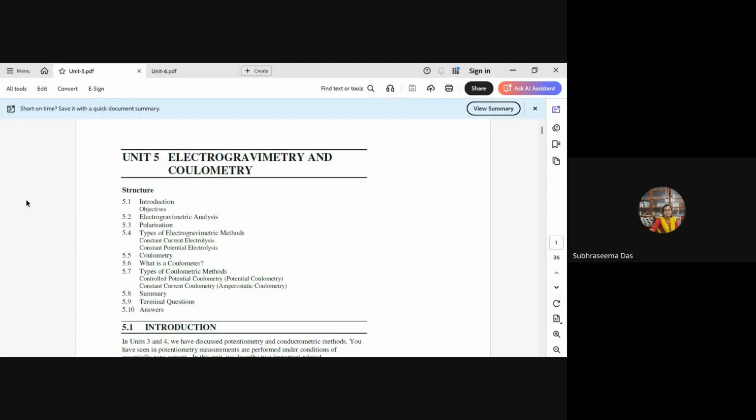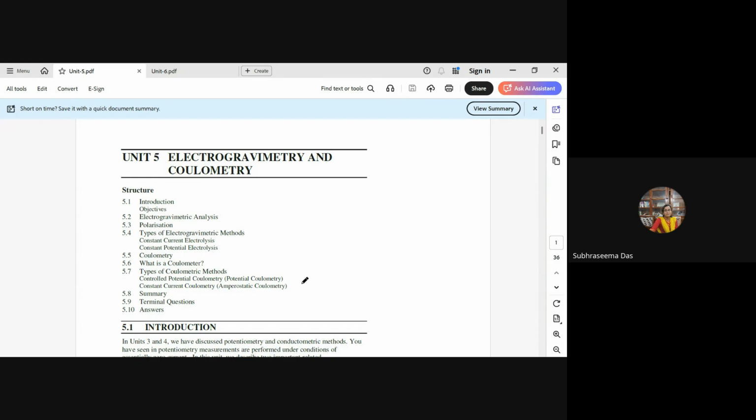in detail. The contents of this chapter are: the definition of electrogravimetry, polarization, the different types of electrogravimetric methods, then an introduction to coulometry, the different types of coulometric methods, and a summary of the overall chapter.